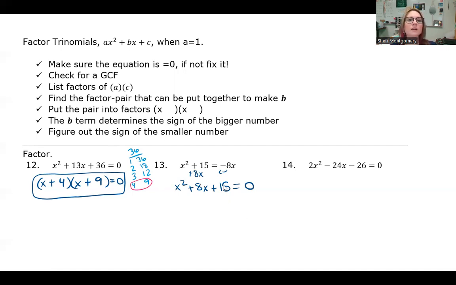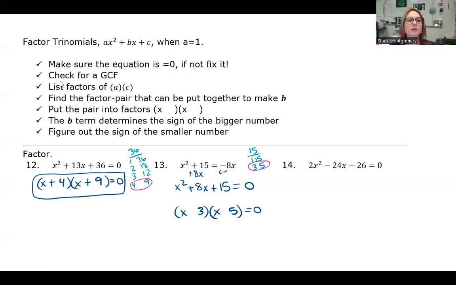I'm looking for factors of 1 times 15. So yes, factors of 15. There's not a whole lot of them. So I've got 1 and 15, 3 and 5, yeah. And so once I get some factors, I have to look for the factor pair that can be put together to make 8. Yep. So I'm going to take and put those in there. Doesn't matter which order that you put them in.